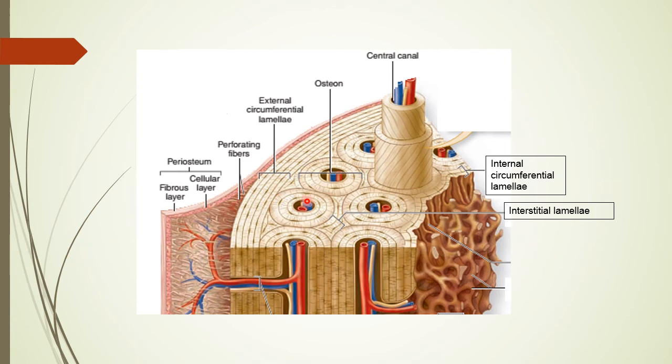This is the same image as before, to show you the interstitial lamellae. As you see, these are parallel lamellae between the osteons. That is why they are called interstitial, as the name suggests, they are in between. This osteon and this osteon and this osteon and this osteon, there are lamellae here called interstitial lamellae, which remain after partial destruction of one of the osteons during bone remodeling or bone growth.